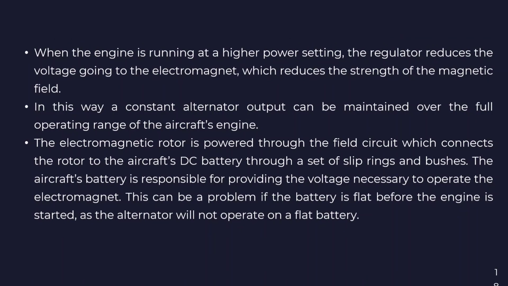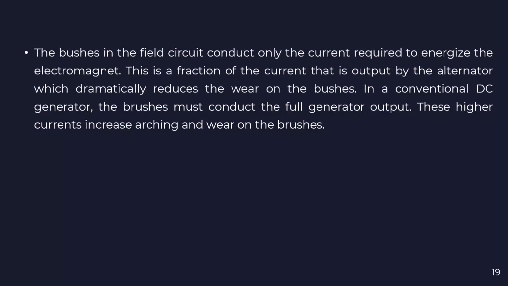The electromagnetic rotor is powered through the field circuit which connects the rotor to the aircraft DC battery through a set of slip rings and brushes. The aircraft's battery is responsible for providing the voltage necessary to operate the electromagnet. This can be a problem if the battery is flat before the engine is started, as the alternator will not operate on a flat battery. The brushes in the field circuit conduct only the current required to energize the electromagnet.